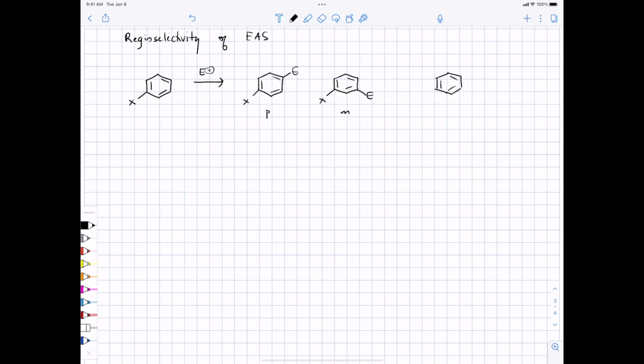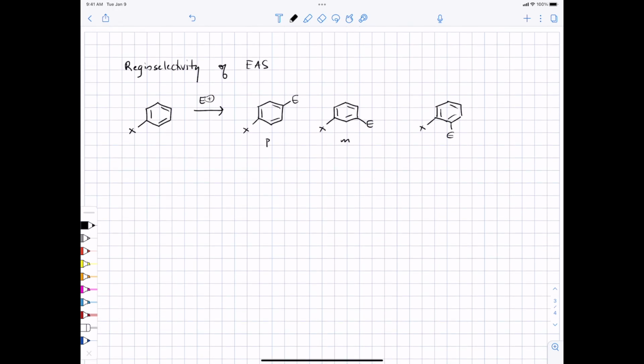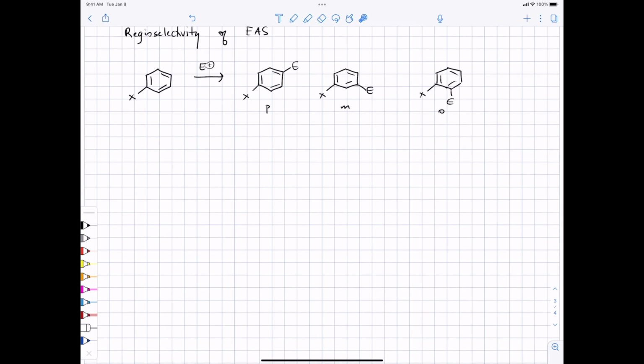Does that all look familiar? You're like, oh my gosh, this is boring. We've done this a gazillion times. All right, so let's learn how effective groups are as ortho versus meta versus para directors. And let's see the extent to which there's any selectivity between ortho and para. So we're going to define a fraction to normalize. We want to compare the situation when X equals H to when X equals other things.